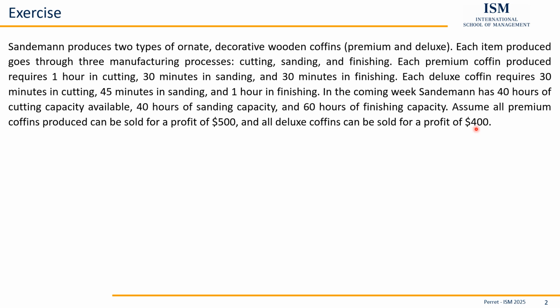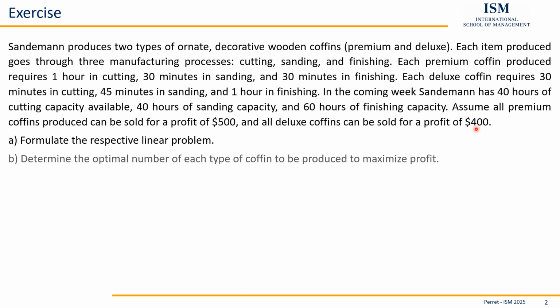Then we have two tasks to perform. First, formulate the respective linear problem, and second, determine the optimal number of each type of coffin to be produced to maximize profit. Well, since B depends on A, we're going to start with getting the information of the text into a mathematical formulation of the respective problem.